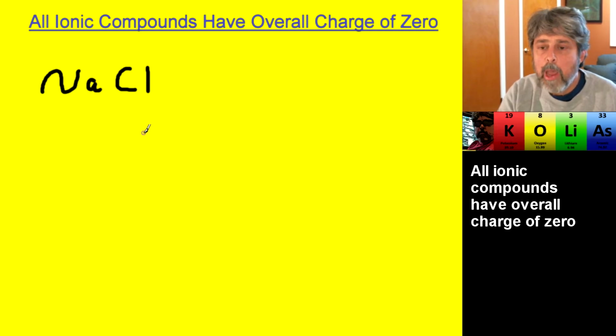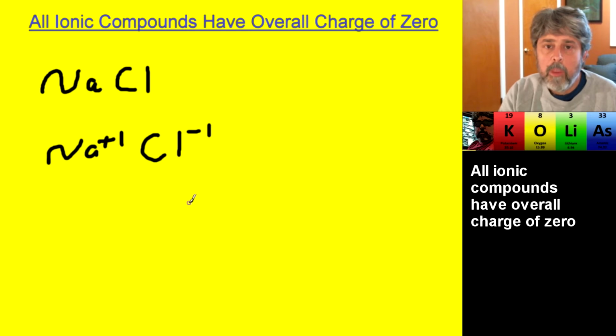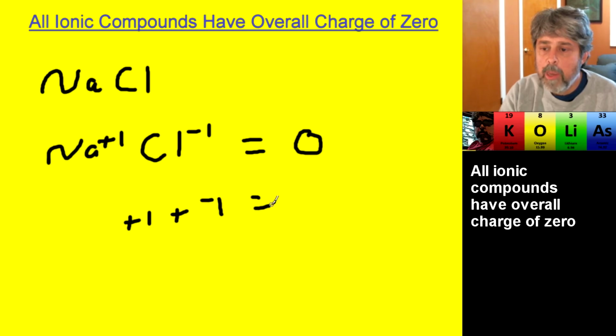Okay, sodium chloride. So what's happening here? Let's look at the charges. Sodium has a charge of a +1. Chlorine has a charge of a -1. We have to remember that overall ionic compounds have a net charge of 0. So we have a +1 plus a -1 that equals 0. This happens for all ionic compounds.